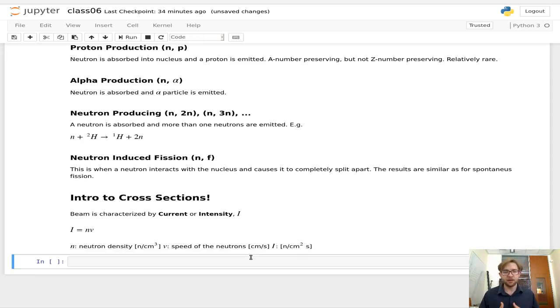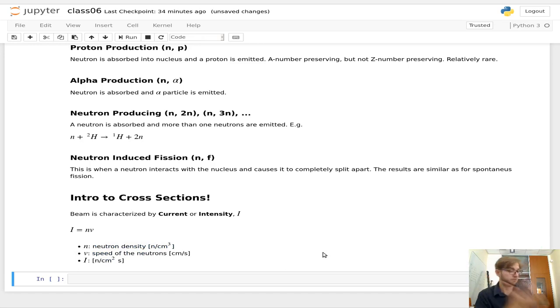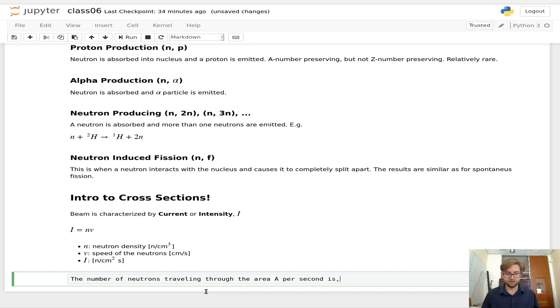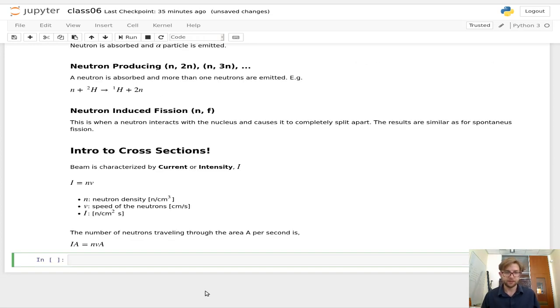And so by being monoenergetic, we're limiting ourselves to a single neutron speed. So we also know that the number of neutrons traveling through the area A per second is given as just I times A. So we have IA, which we can expand out to be NV times A. Okay.